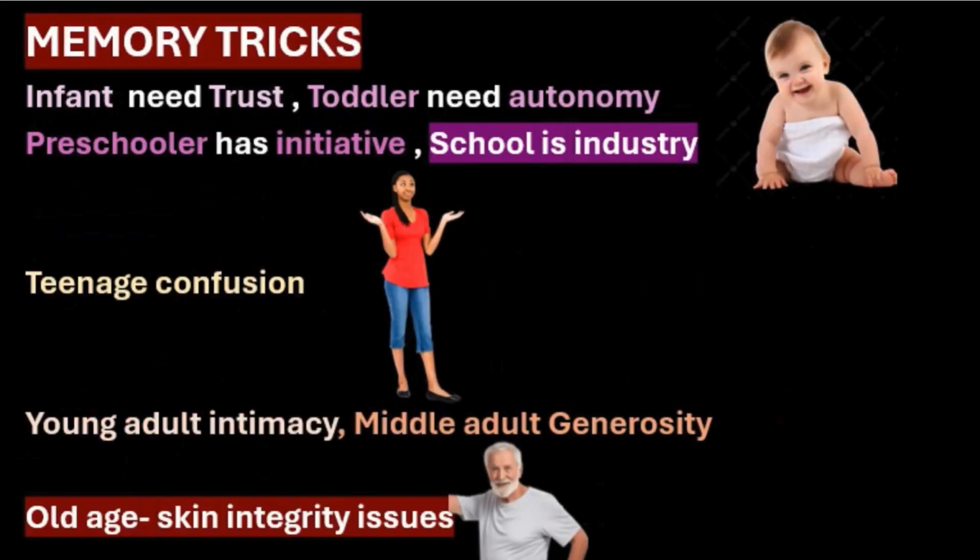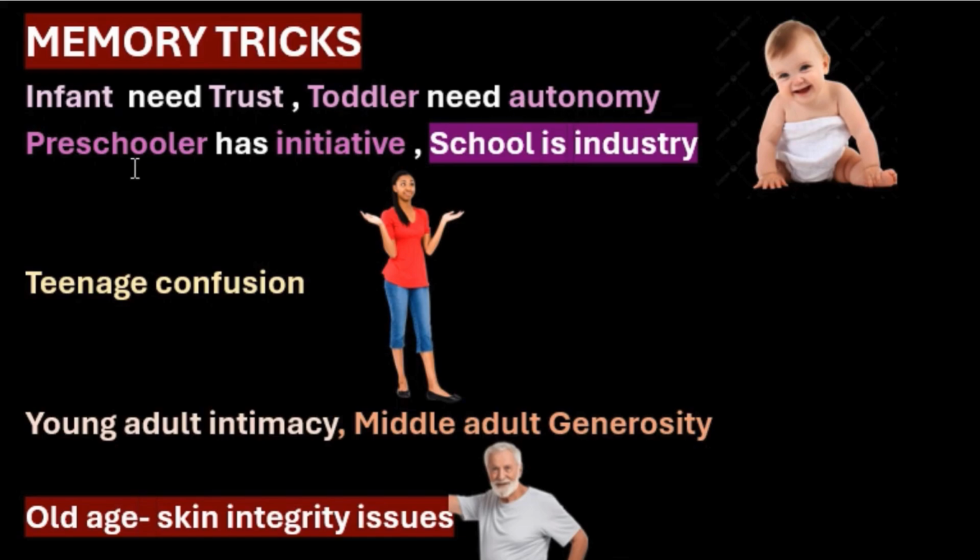We can have a memory tip or memory trick with diagram here. This is a memory trick actually. You will try to follow these words. Infant needs trust. Toddler needs autonomy. Preschooler has initiative. School is industry. So these words will be the clues, and when you are going for an objective type or multiple choice question, you will connect with these words and you will easily identify the right option.